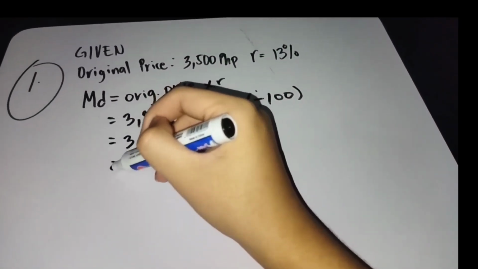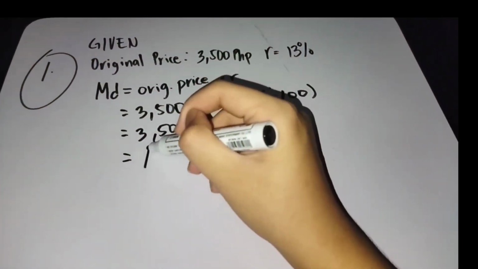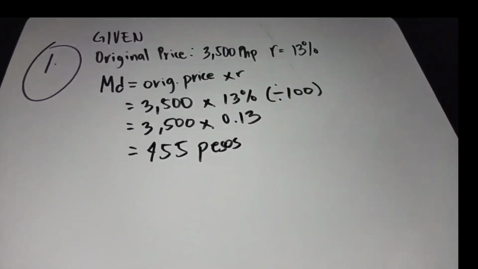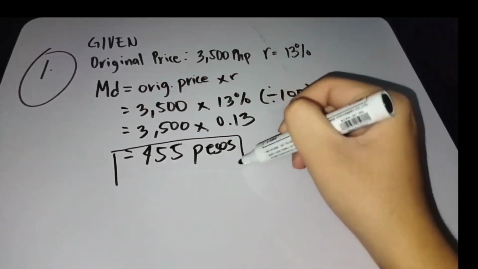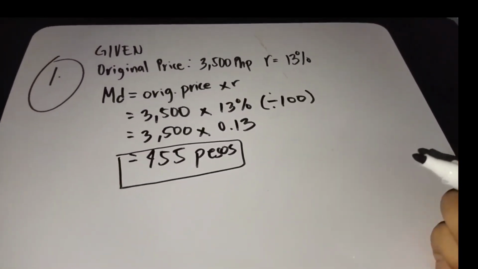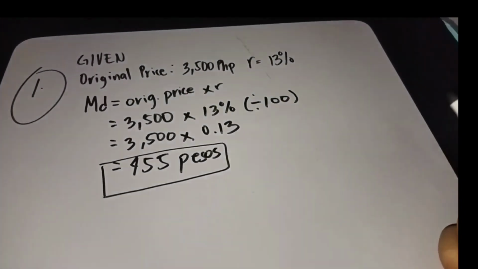So next is the times lang natin yan. Put it in your calculator at yung lalabas ay 455 pesos. So this is already your answer. The total markdown on the dress is 455 pesos. That is 13% of the original price of 3,500 pesos.